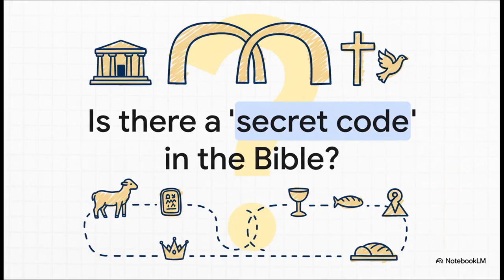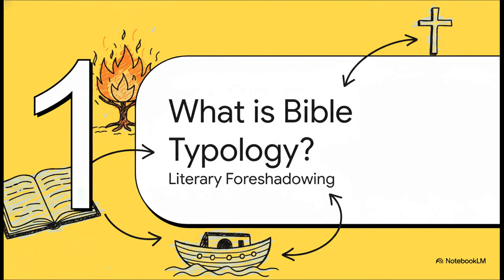All right, so let's just start with the big question that always comes up. Is there some kind of secret code hidden in the Bible? It sounds like something out of a thriller movie, doesn't it? But the answer isn't really about cryptic messages. It's actually something way more sophisticated, a very deliberate literary technique that's designed to connect the entire story from beginning to end. So, that brings us to our first section. What is Bible typology, really? We're about to break down this amazing idea of literary foreshadowing.